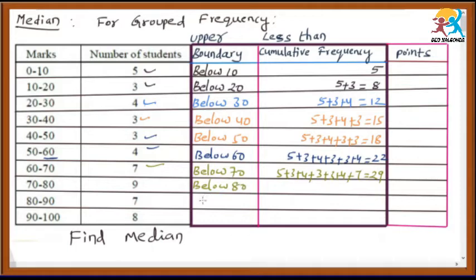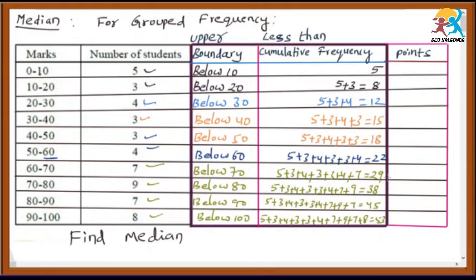Like this you have to finish below 80, below 90 and below 100. Below 100 means we get all the students, because if a student got 0 marks, then definitely he will come under below 100. So we have to add all the students together. So just add.